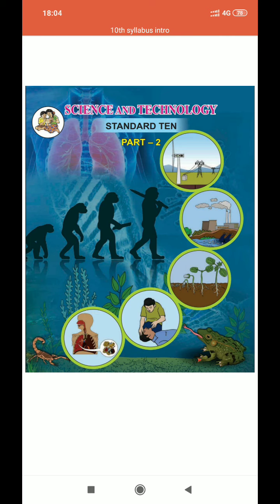And today we are going to introduce our science paper, science paper second. Okay, so you can see the cover page of your textbook. You can see there are pictures of evolution, wind energy, some types of animals, the digestive system, and one person who slept in a road accident.